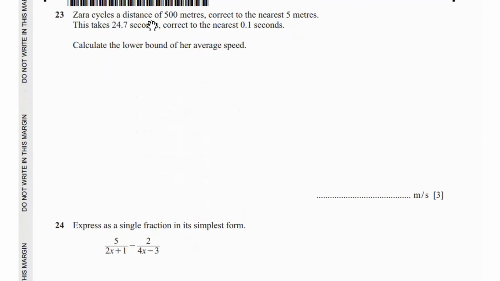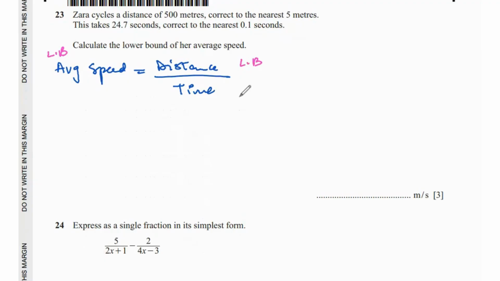Then it says R cycles a distance of 500 meters correct to the nearest 5 meters. This takes 24.7 seconds correct to the nearest 0.1 seconds. We have to calculate the lower bound of our average speed. So average speed is distance over time. If we want to find the lower bound in division, then we divide lower bound by the upper bound, which means we need the lower bound of the distance and upper bound of the time to find the lower bound of the average speed.